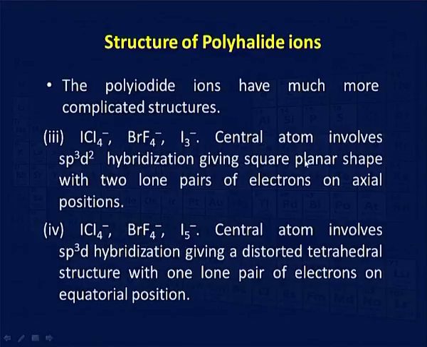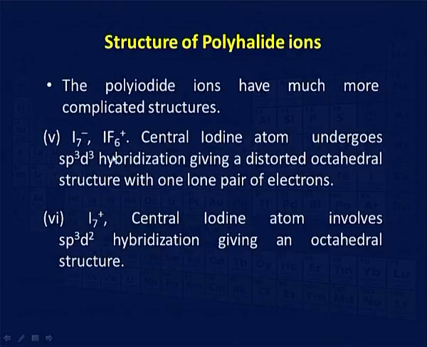These ions have the central atom involving sp3d2 hybridization, giving a square planar shape with 2 lone pairs of electrons on the axial positions, meaning above and below the plane. These polyhalide ions have the central atom involved in sp3 hybridization, giving a distorted tetrahedral structure with 1 lone pair of electrons on the equatorial position.